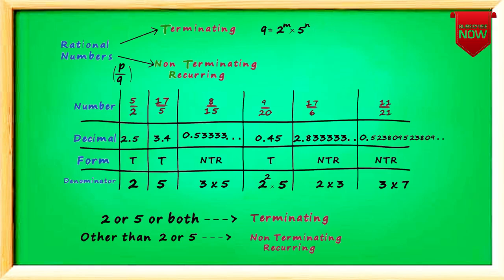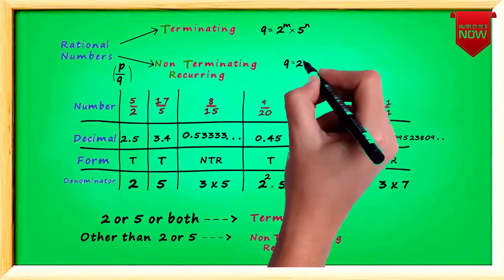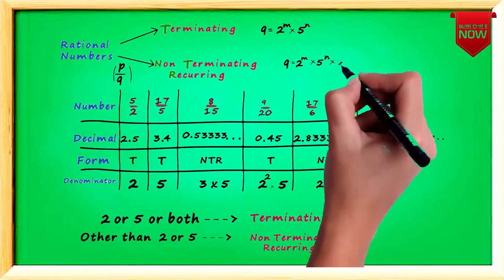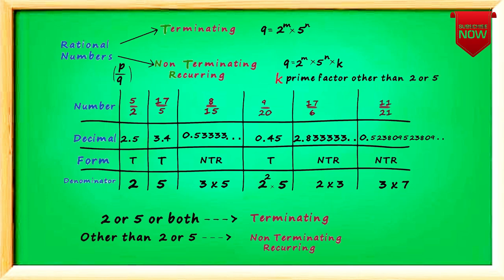And how do we generalize q for non-terminating recurring decimals? It's simple. We write it as 2 raised to m multiplied by 5 raised to n multiplied by k, where k is a prime factor other than 2 or 5, and m and n are integers. It can be 3, it can be 7 or 11, whatever. If the denominator contains any prime factor other than 2 or 5, it will be a non-terminating recurring decimal.